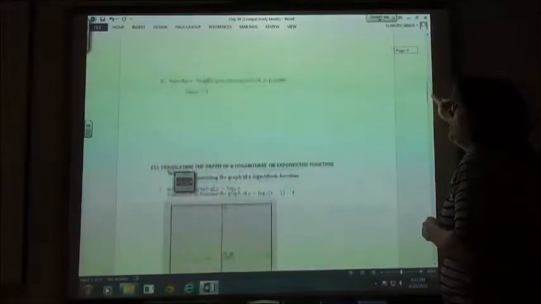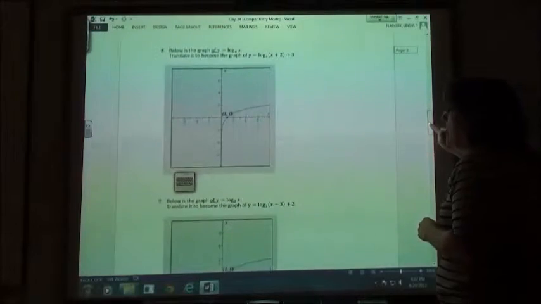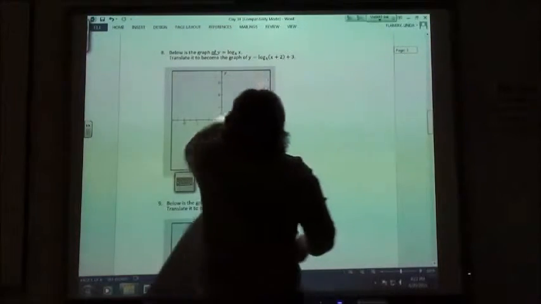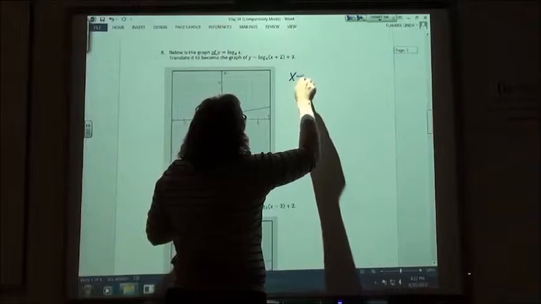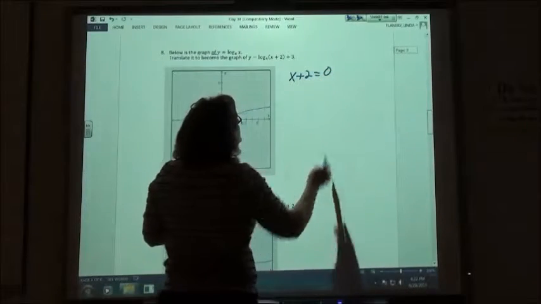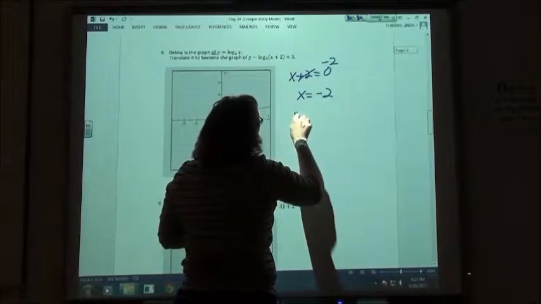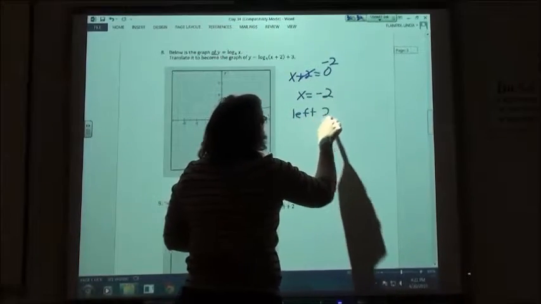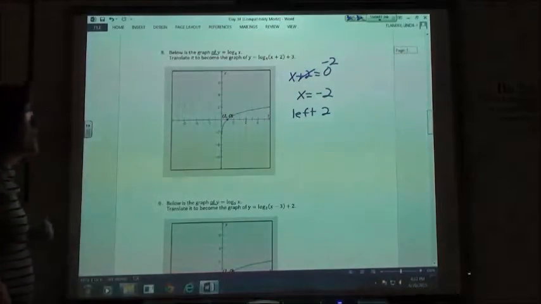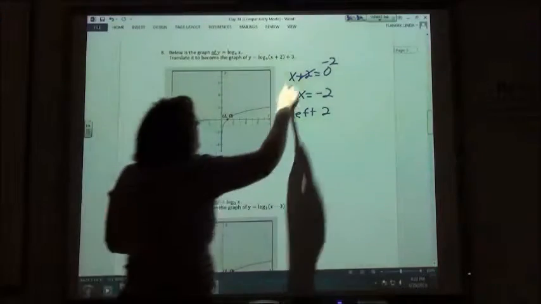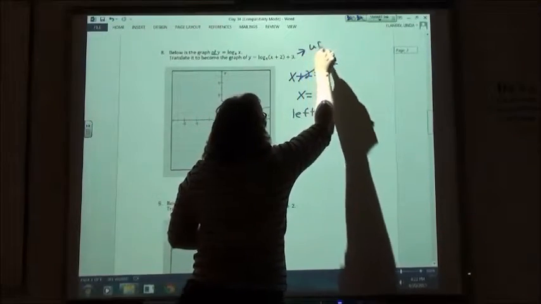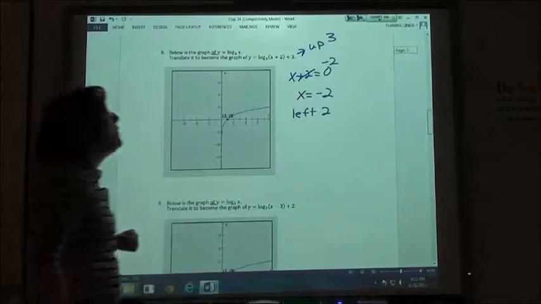So that was number 7. This is number 8. In with my x, the x plus 2, if I set it equal to 0, I would have to minus 2. So x is going to go to the left 2 places since it's negative 2. The number on the end is positive, so it's going to go up 3.